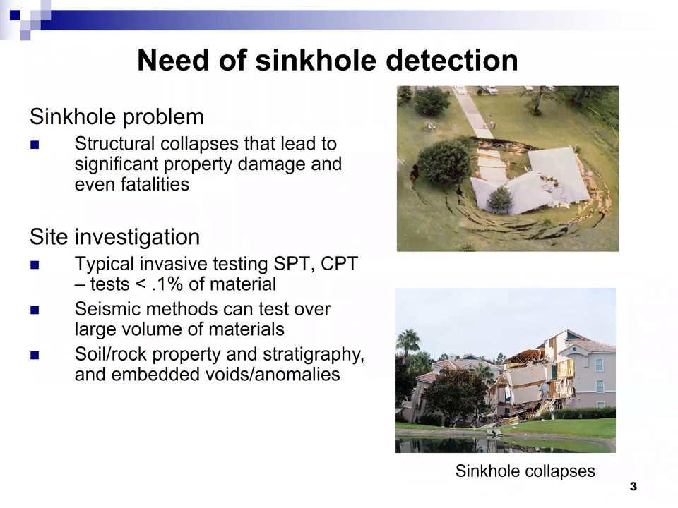These collapses are a result of poor site characterization. If we use only traditional invasive tests, SPT, CPT, we actually test less than 0.1% of the material supporting the foundation. And the chance of identifying the embedded void is very small. We can accidentally build buildings and bridges on top of the voids, and we may see these collapses. Seismic methods can help us to test over a large volume of material because they are typically faster and cheaper than invasive tests. And we can obtain the soil and rock property, stratigraphy, or identify the embedded void anomalies with only surface measurement.